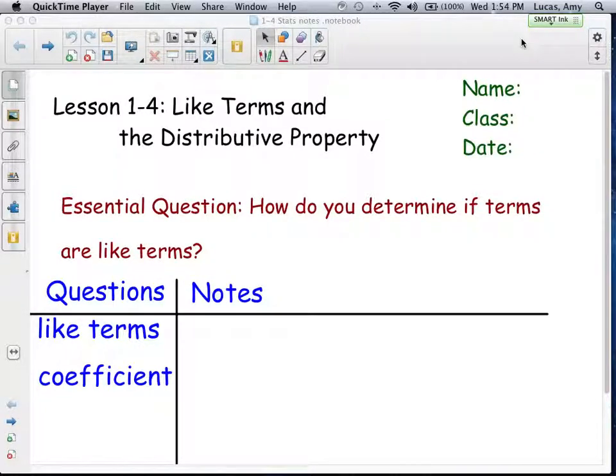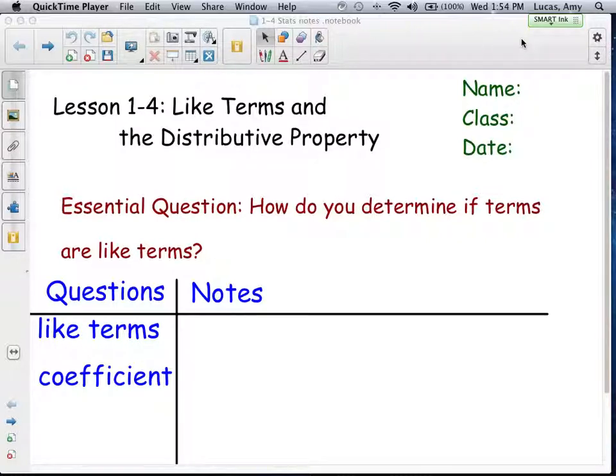Lesson 1-4, like terms and the distributive property. Our essential question is, how do you determine if terms are like terms? We have two new vocabulary words, like terms and coefficient.